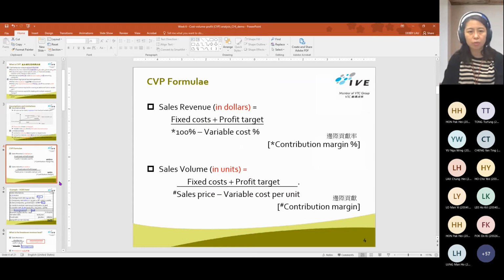And next is the VP formula. So there are two formulas in this PowerPoint. The first one is the result in present in dollars, and the second one is present in units. So you can find out how many units you require to sell to meet your target profit and cover your cost. And the first one is in dollars. So this is the total amount of the sales required, okay?